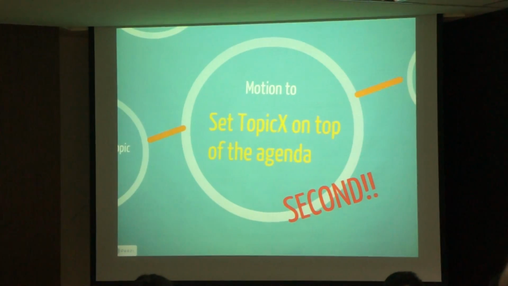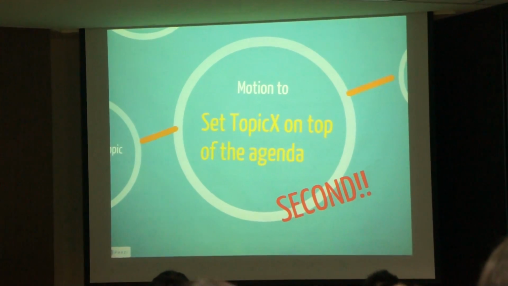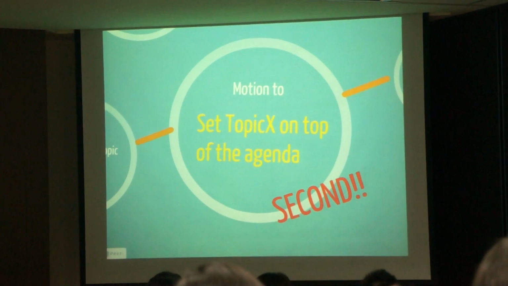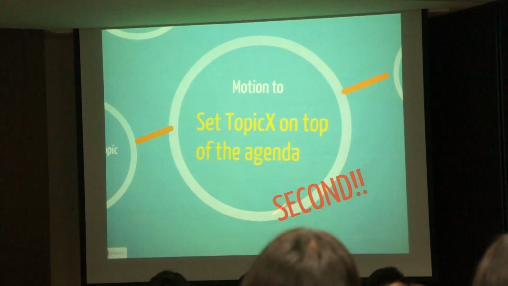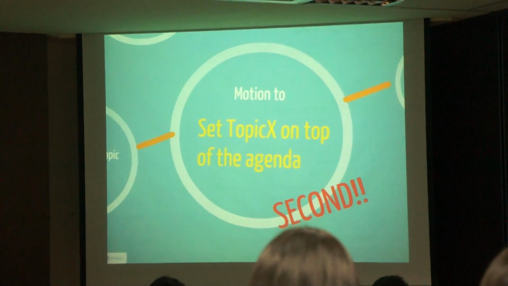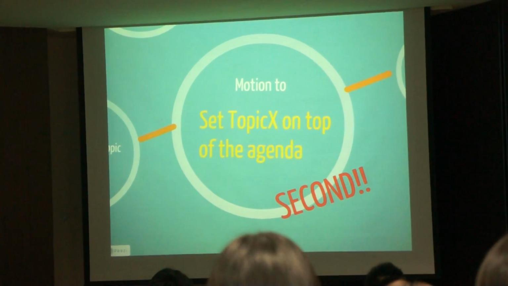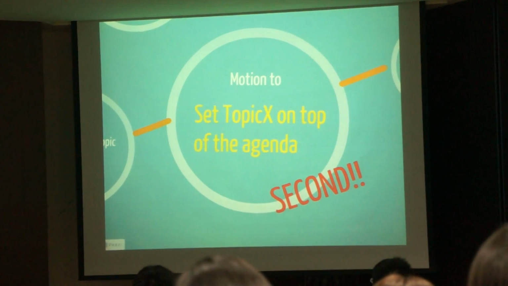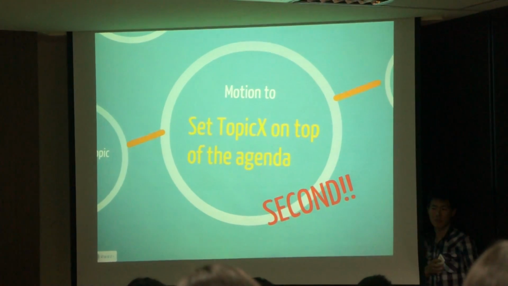And so once roll call is done, the chair will ask, are there any points or motions on the floor? This is the point where you yell to the chair, motion to set topic X on top of the agenda. So this will become a motion. Chinese, it's 动议. It will become a motion for the committee to vote on. And the chair will require seconds. In Chinese, it's 复议. You understand?